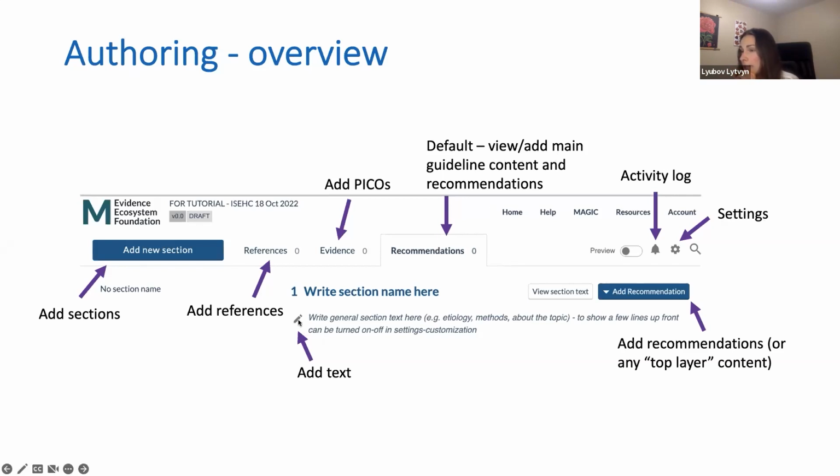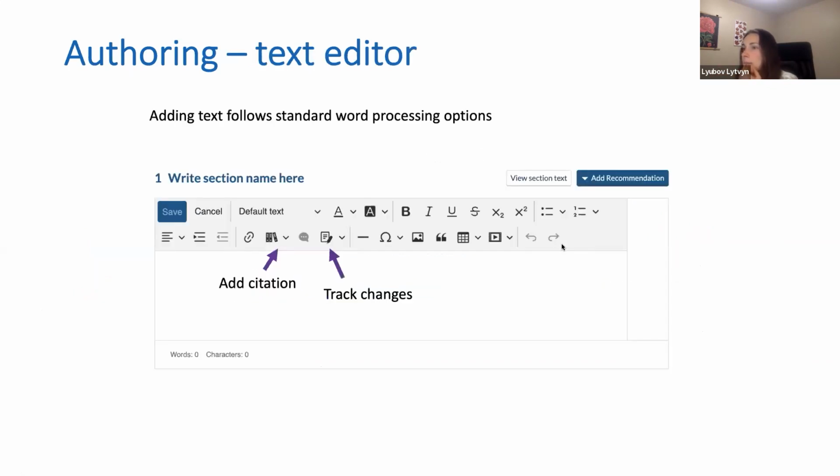You can add text anywhere where you see a little pencil. So there's a bunch of pieces of content that are editable. And then there's an add recommendations button. So again, for the top layer content, and I'll show you what that looks like two slides from now. And then there's a little bell icon, that's the activity log, which I'll show you in a subsequent slide. And then there's a bunch of settings options, which I'm not going to delve into too much today.